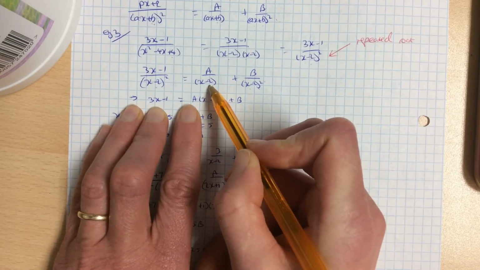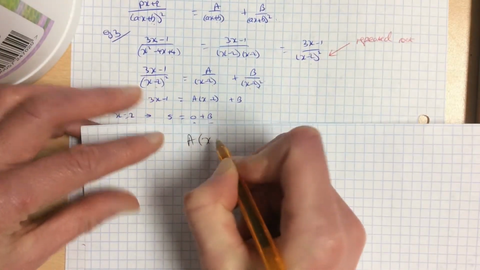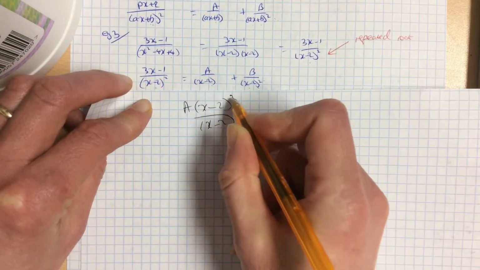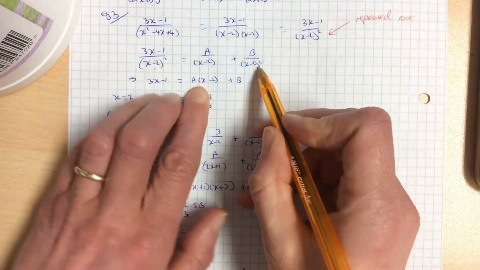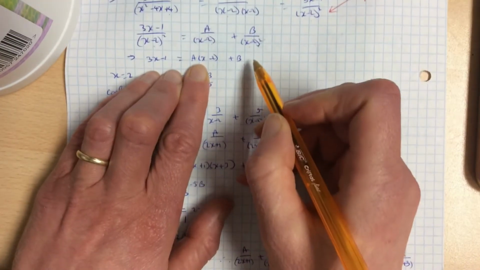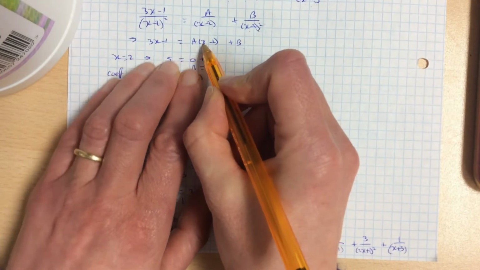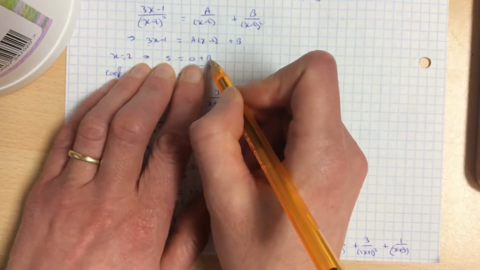If you times this by x minus 2, again I'll show you over at the side. So A, and at this line here, x minus 2 squared over x minus 2. You can see the way you're left with an x minus 2 on the top. And times that by x minus 2, it disappears. So I'm using my substitution way. I choose x equals 2 to get rid of that bracket. So if x is 2, I get 5 equals B.